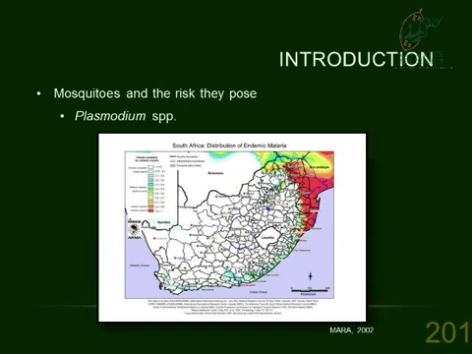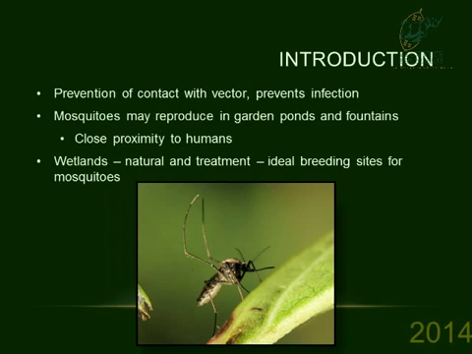Here you can see those red areas are, in fact, the areas in South Africa where Plasmodium or malaria may occur. Now, prevention of contact with the vector often prevents infection with the disease that they may carry. So, prevention of contact with mosquitoes will automatically prevent us from getting the diseases that they carry.